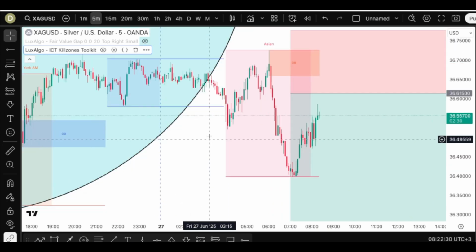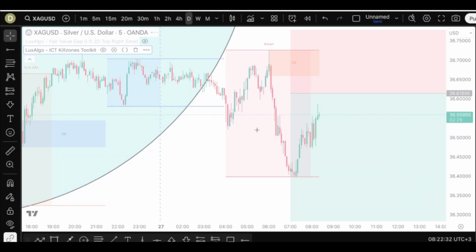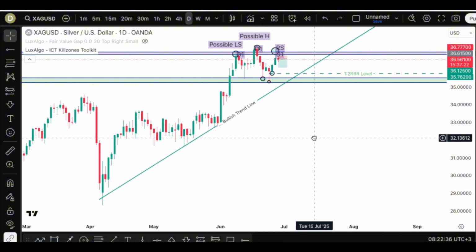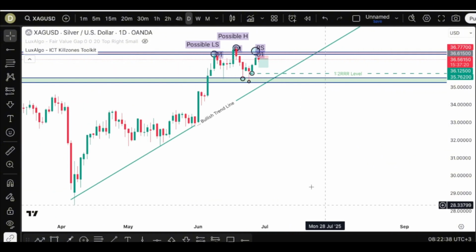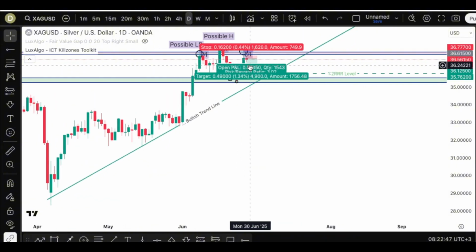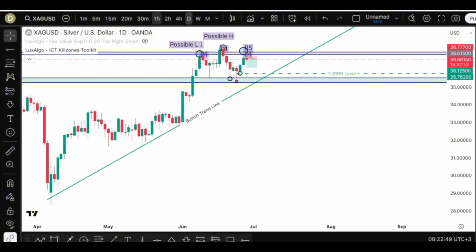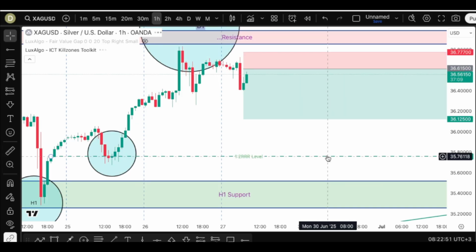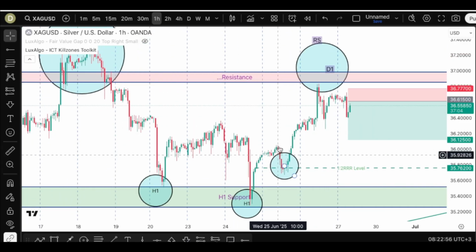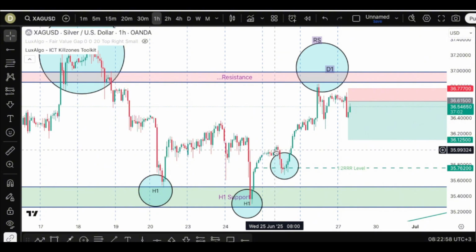So the plan to take this trade started around 2 days ago. There's a day I came to analyze silver and the price was somewhere here. Let's just go first to H1, because there was another long trade that I was thinking about. When I came to the market, the price was somewhere here. That was the day before yesterday.